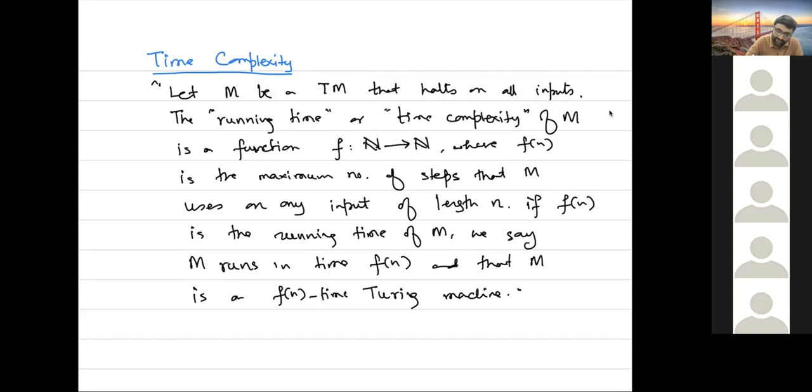So we say that there must exist a function F from the set of natural numbers, which means it's not a real number function, it's a function on non-negative integers. So we have a function F from the set of natural numbers to the set of natural numbers, where this value F of n is the maximum number of steps that the machine M uses on any input of length n.